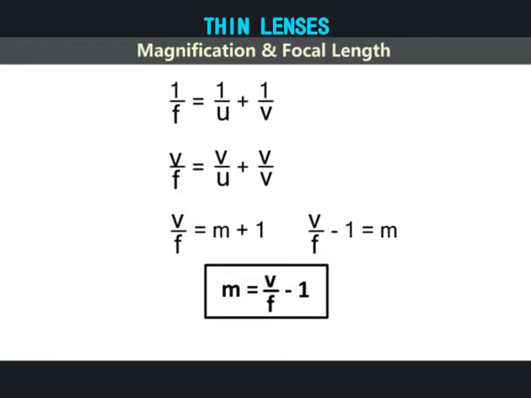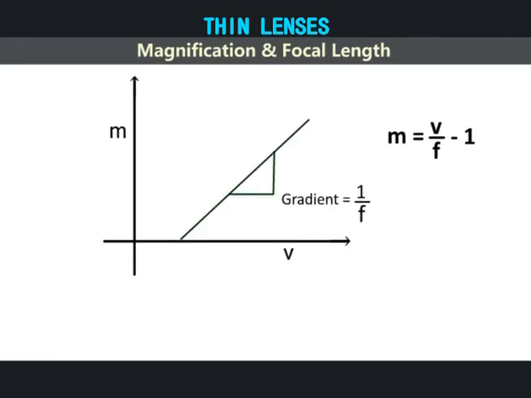From this equation, if we draw a graph of m against v, we shall have a straight line with a gradient of 1/f.